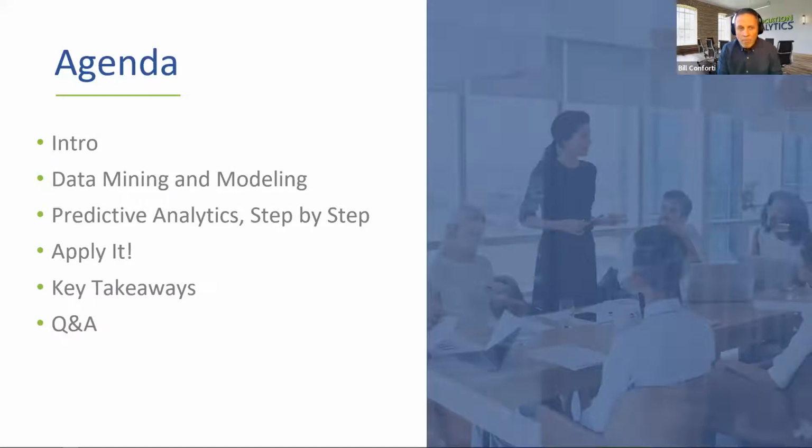So we'll have an intro. We're going to look at data mining and modeling. Katie's going to walk us through predictive analytics step by step. We're going to learn how to apply it. Again, this is taking those concepts and taking action on them, using tools to do predictive and using that to advance your business. We'll wrap it up with some key takeaways, and Q&A is going to be kind of throughout.